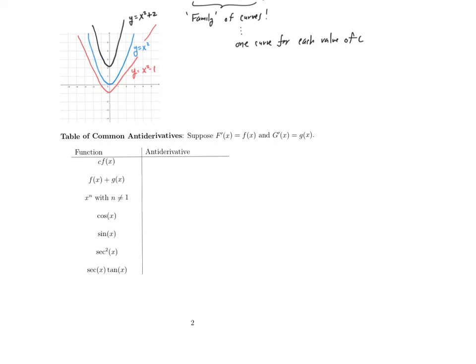So if the function is c times little f of x, an antiderivative would be c times big F of x. If f plus g are added together, the antiderivative would be big F of x plus big G of x. And I'm going to come back to this third row in a moment. Let's first work through the trig functions. So an antiderivative of cosine, as we've previously mentioned, is sine. And note I'm just writing down an antiderivative, but all of these would include a plus c as well. Typically with the table of common antiderivatives, we leave that plus c off.